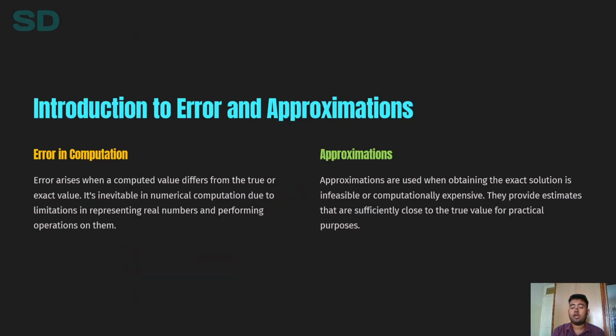Introduction to error and approximations. Error in computation arises when a computed value differs from the true or exact value. It's inevitable in numerical computation due to limitations in representing real numbers and performing operations on them. On the other hand, approximations are used when obtaining the exact solution is infeasible or computationally expensive. They provide estimates that are sufficiently close to the true value for practical purposes.